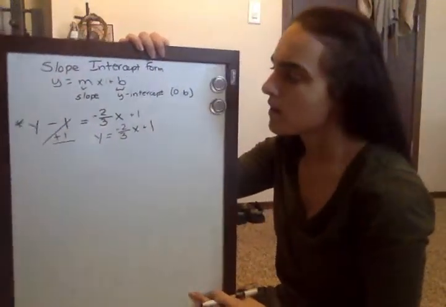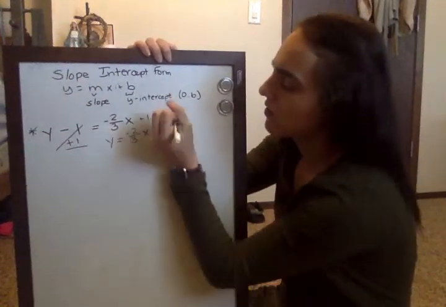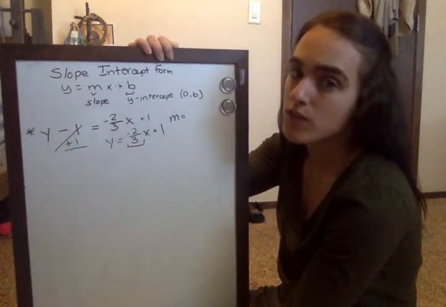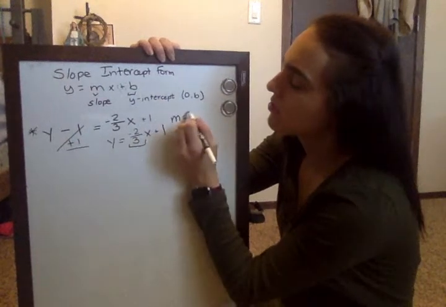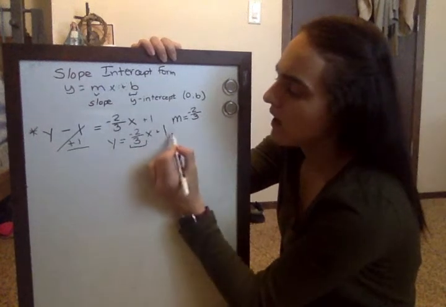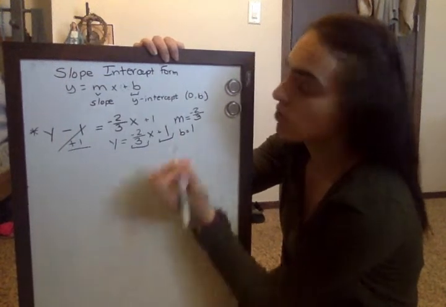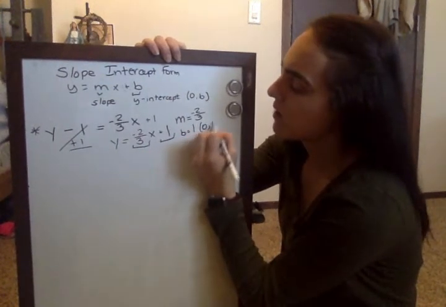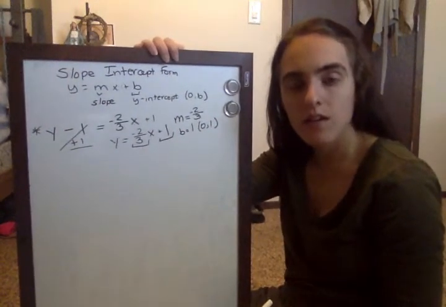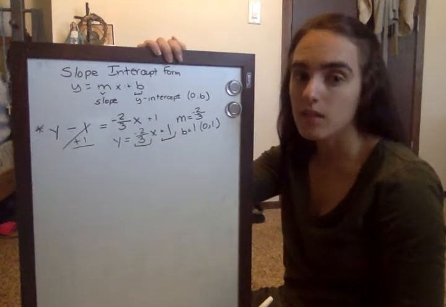And now we can begin to identify the different parts of our equation. Let's start with the slope. That coefficient in front of the x is our slope. It's -2/3. And your y-intercept is +1. What does that look like as an ordered pair? (0, 1) is how that would look as an ordered pair. Because remember, your y-intercept is where your line crosses the y-axis, which is where x is 0.